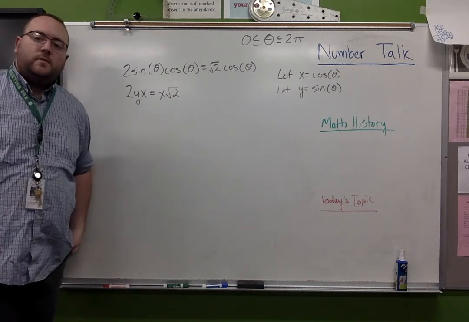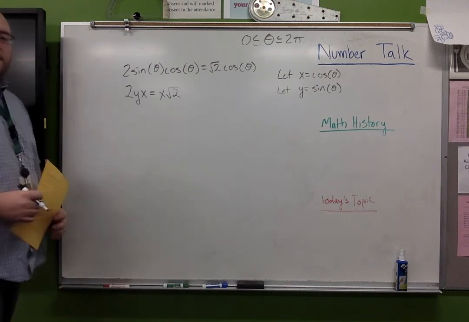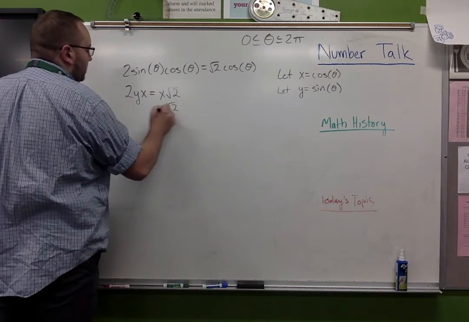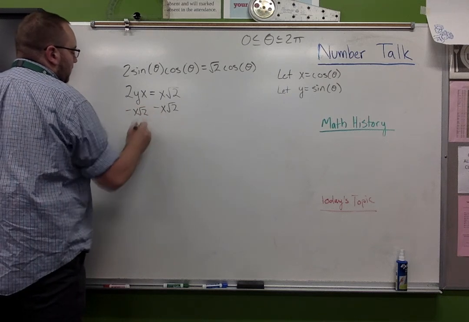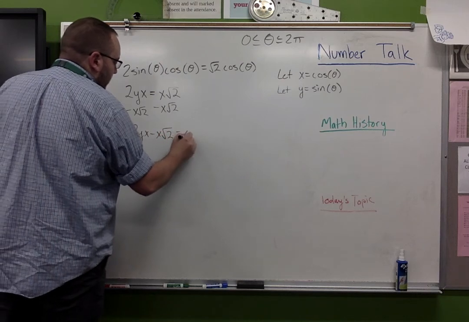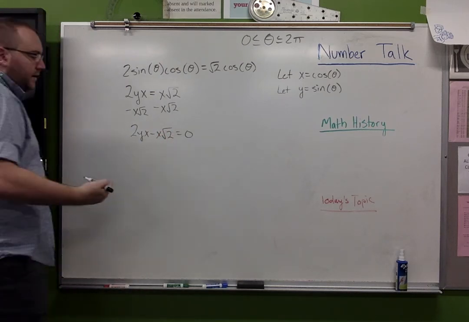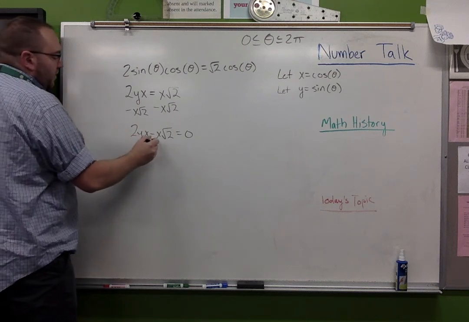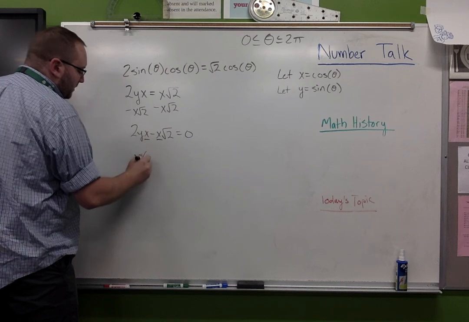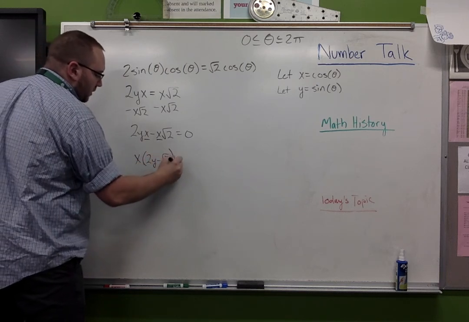That looks like something you probably would have done last year, right? Now when we're factoring, everything on one side, 0 on the other. So I'm going to subtract x square root of 2 from both sides. So 2yx minus x square root of 2 equals 0. Factor out the GCF, the greatest common factor. Well, here they both have an x. So the GCF is x. So I'm going to factor out an x. I have 2y minus square root of 2 equals 0.